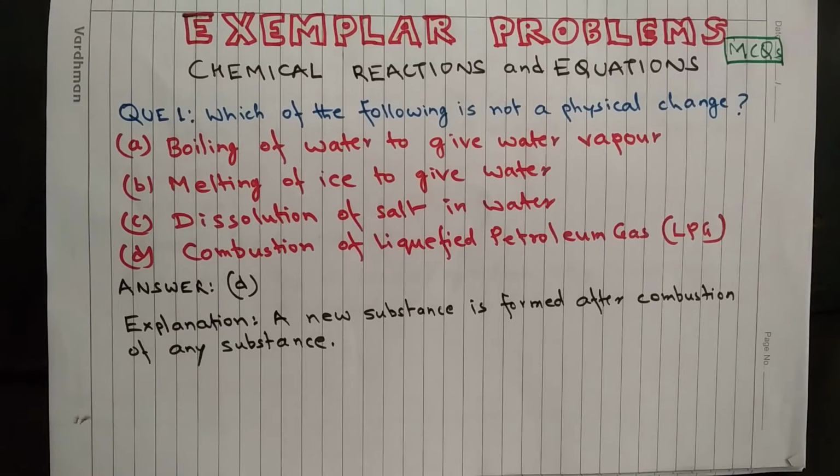In remaining options A, B and C, no new substance is formed, and that is why they are physical changes. But we know that when any substance undergoes combustion, then a new substance is formed, and that is why option D is not a physical change, it's a chemical change.